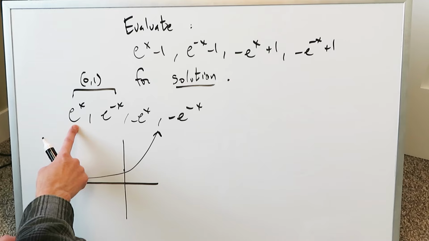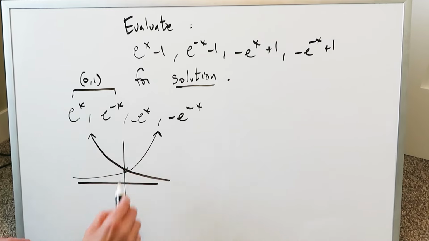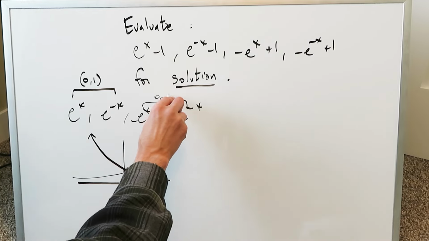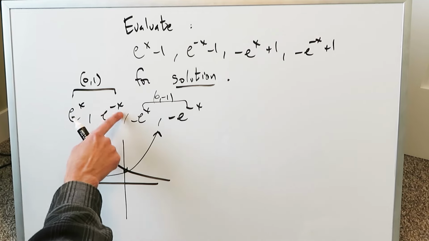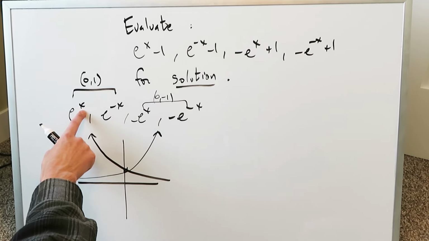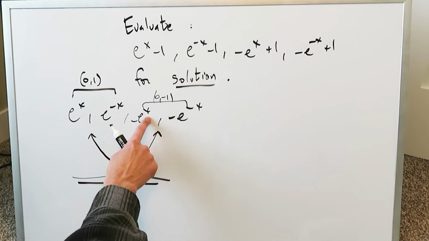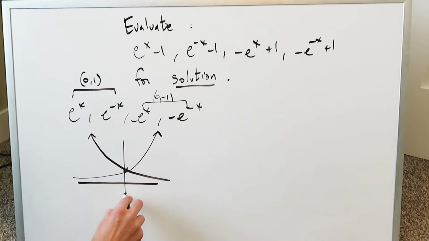This right here is a reflection of this across the y-axis. It would look like this: 0, 1 y-intercept. Let's look at these two. These will have a 0, minus 1 y-intercept. How am I determining these? Just zero out the x's and see what you get. E to the power of 0 is 1. For the other one, e to the power of 0 is a 1, but this minus makes it a minus 1. So in these instances, you're getting a 0, minus 1 y-intercept.